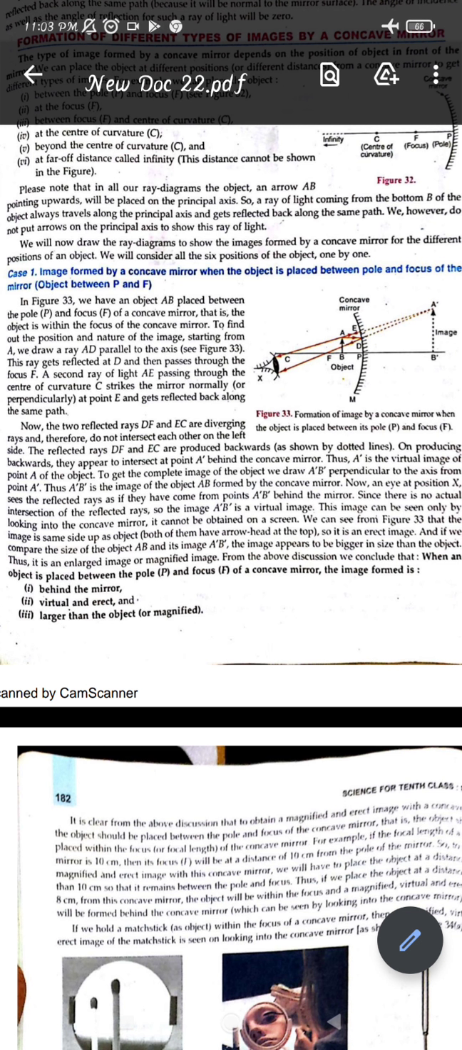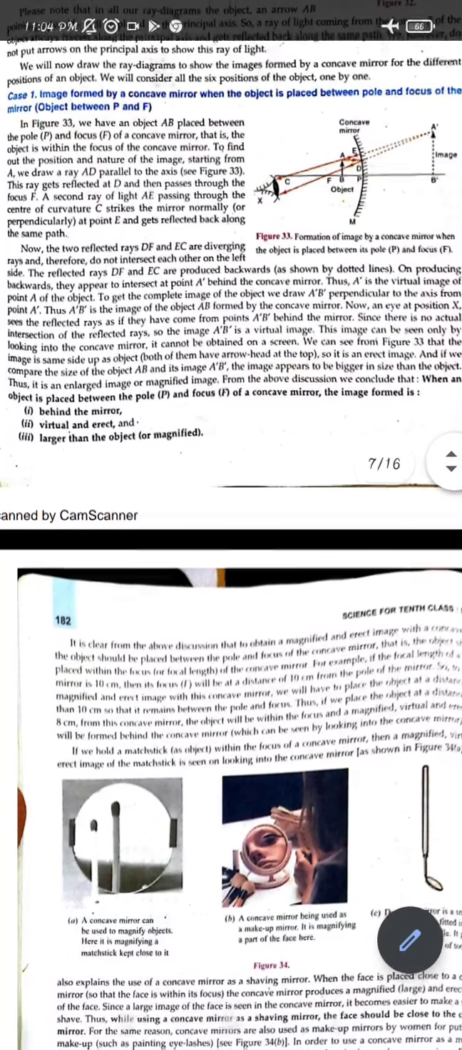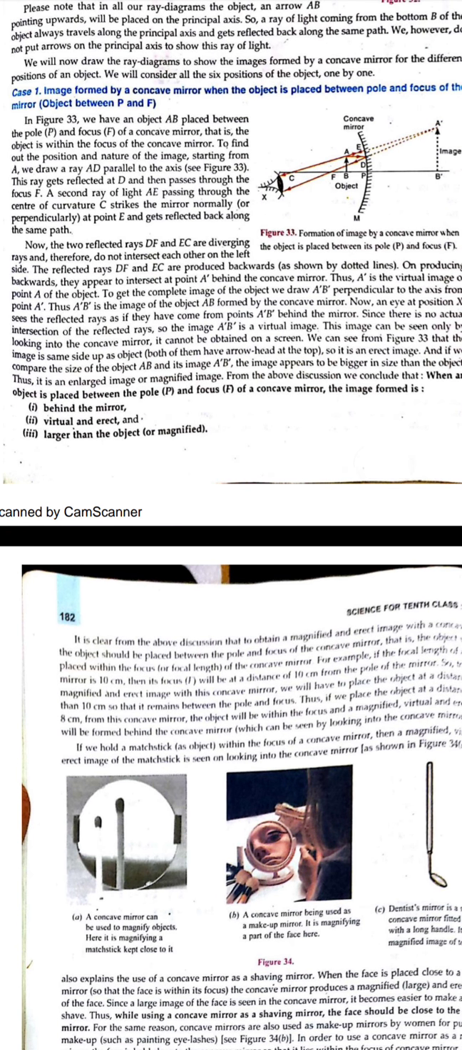So what is the nature of the image? It is virtual, and we know that whenever a virtual image is formed, it is erect, not inverted. So we can say that the image formed by this concave mirror when the object is kept between the focus and the pole is virtual and erect, and it is found behind the mirror. And we know that the image is enlarged compared to the object, so it is magnified.